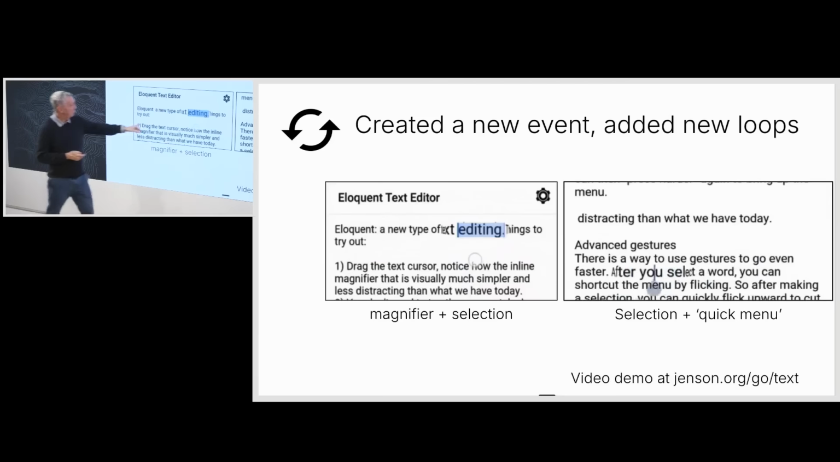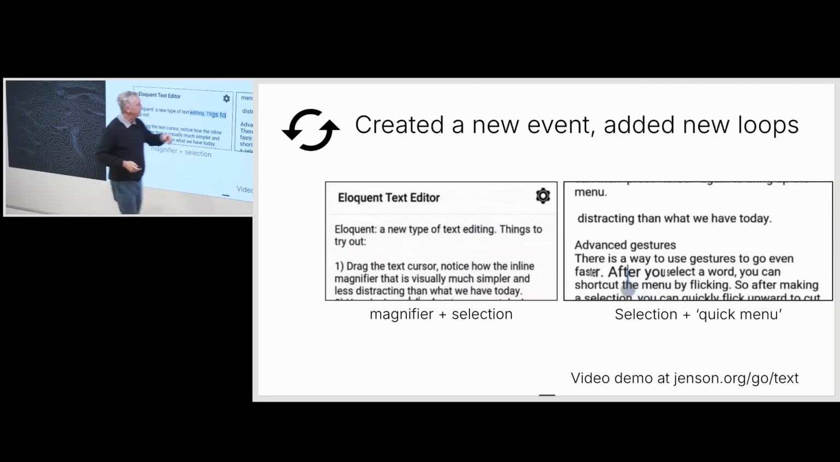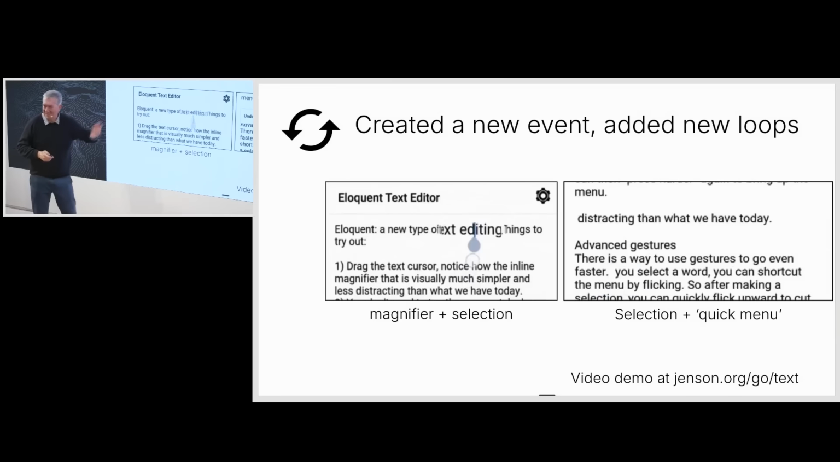If you really want to hear more about the video and what I did, jenson.org/go/text will give you the video of this. But I don't want to tell you about my text editing work. I'm just trying to say this is an example of loops. The idea was we wanted to have a certain kind of tap, a drag, and a press, and each one built upon the other one.